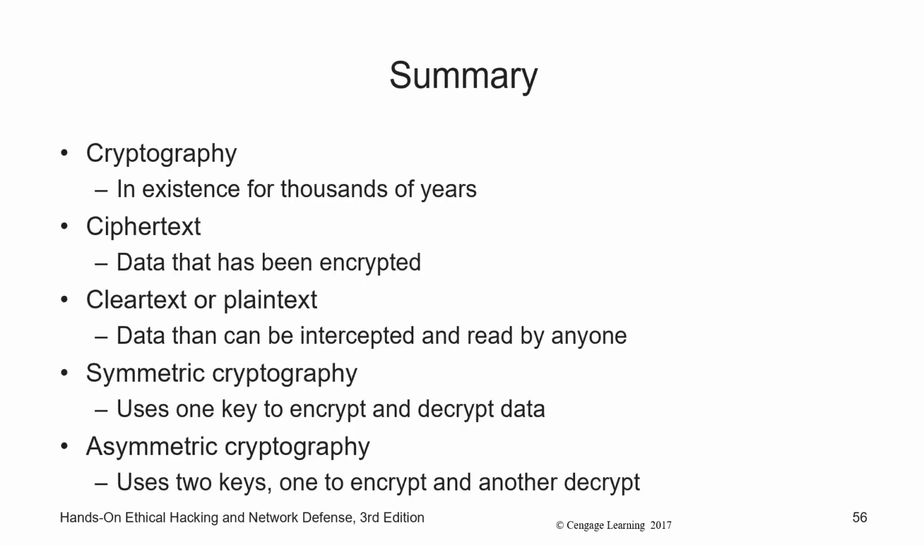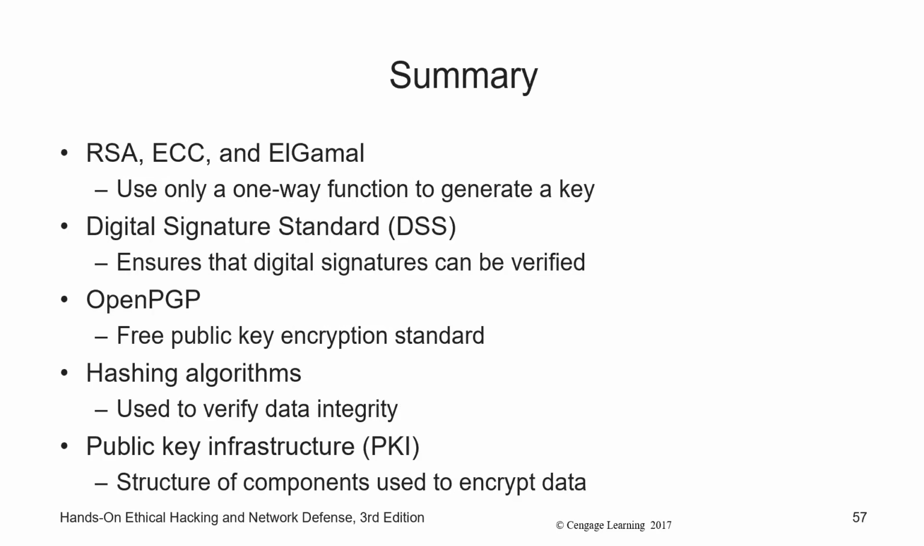All right, what did we talk about? Cryptography has been around pretty much forever, ever since people were trying to hide stuff from other people. Ciphertext, that's the data that's been encrypted. Plain text is the unencrypted text. Remember, symmetric cryptography, forward and back, uses the same. Just think of symmetry. Uses one key, where asymmetric encryption uses one key to encrypt and a different key to decrypt. RSA, ECC, and ElGamal.